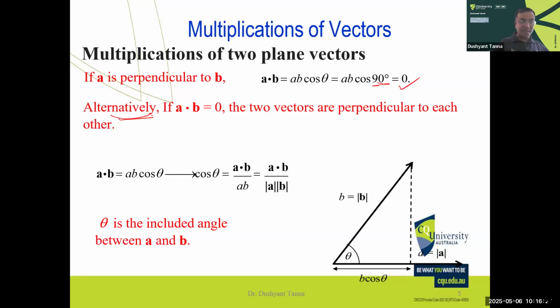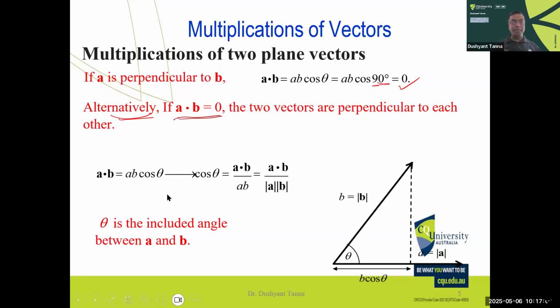Let's change my pen color if I can. Right. So alternatively, if A dot B is 0, so if the dot product is 0, we can confidently say that the vectors are perpendicular to each other. So it's if and only if they're perpendicular, the dot product is 0. If the dot product is 0, they're perpendicular. If and only if works both ways.